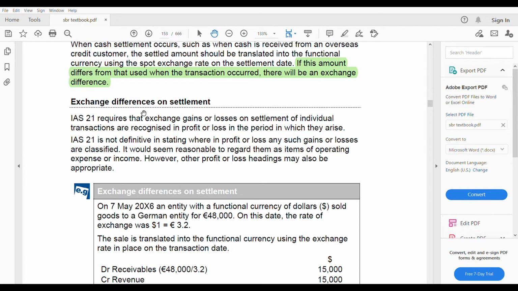IAS 21 requires that exchange gains or losses, it could be gain, it could be loss, we don't know, on the settlement of individual transactions are recognized in profit or loss. Very simple, right? Gains and losses are recognized in the profit and loss account only. So initially you recognize them there. This is for individual transactions.